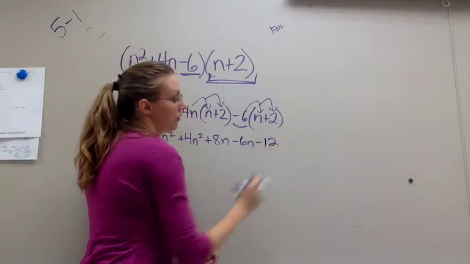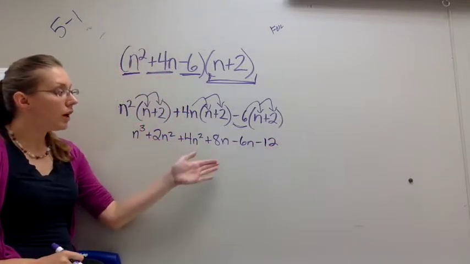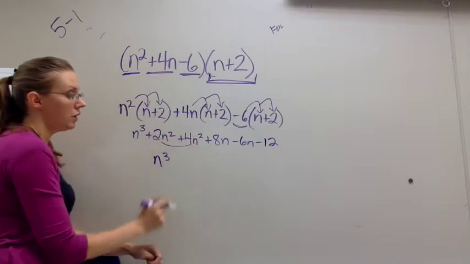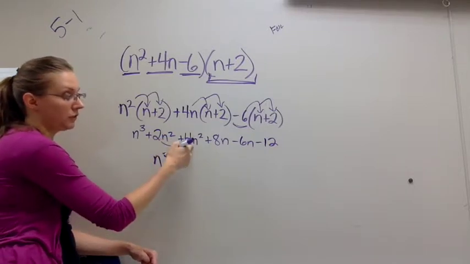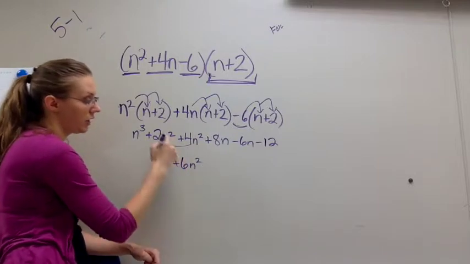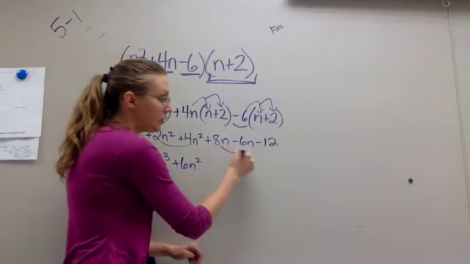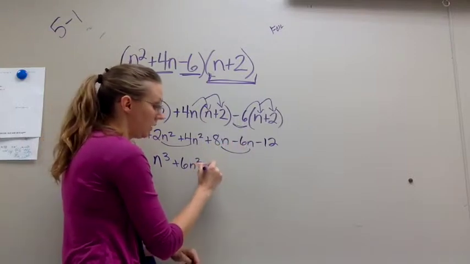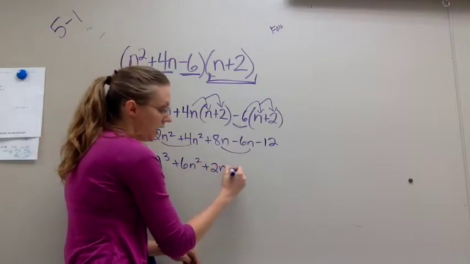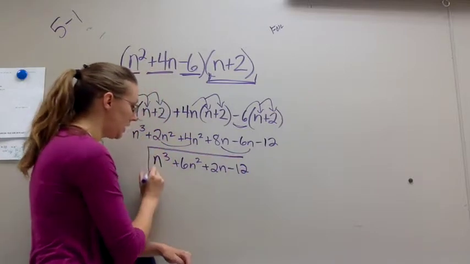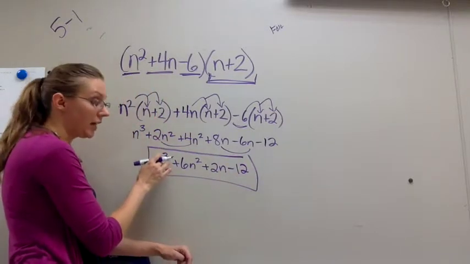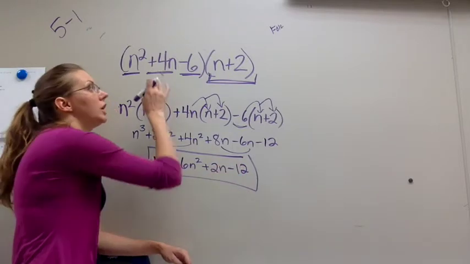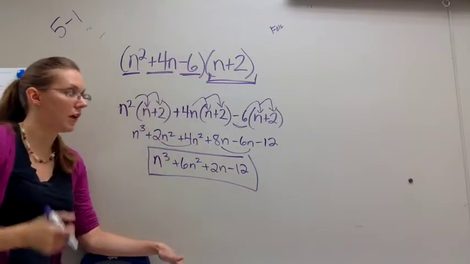Just like with FOIL, we now are going to combine our like terms. We have n to the third, we have these two, which is going to be 2n squared plus 4n squared, 6n squared. Sorry, they're all squared. Here, these two are of the same base, so we're going to have an 8n minus 6n, which is a positive 2n, and then a minus 12. This right here, again, my highest exponent first, going down in order, is the solution to multiplying these two polynomials together.